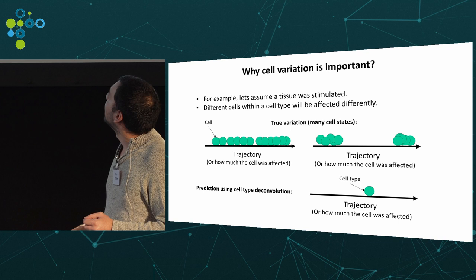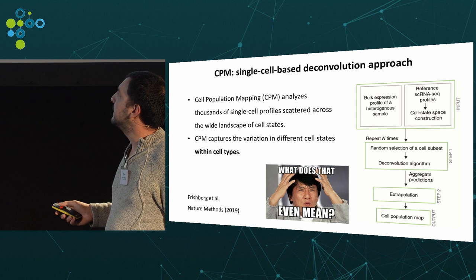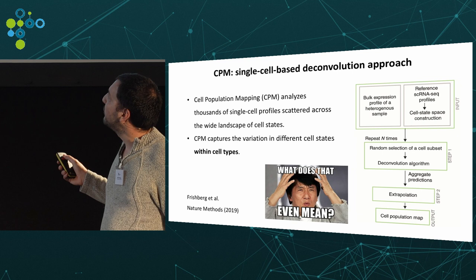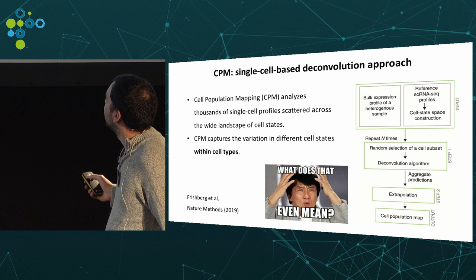So we developed CPM, cell population mapping. This algorithm analyzes thousands of cell profiles, different cell states inside each one of the cell types, and we are focused on the different cell states and not cell types; we're focused on cell state within cell types. Okay, so what does this even mean?